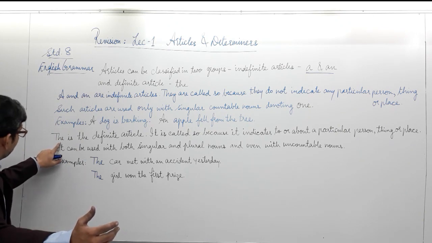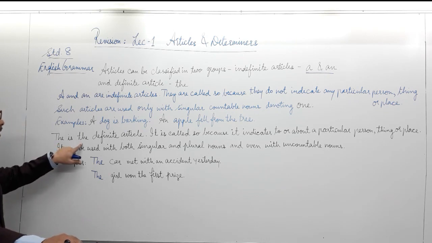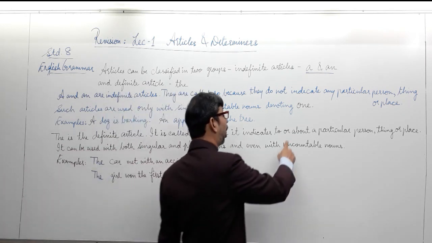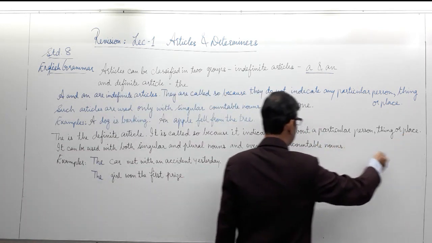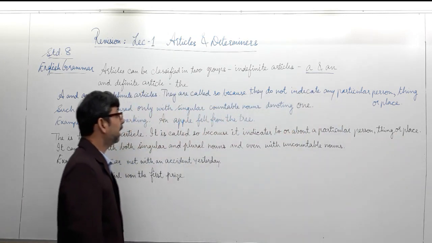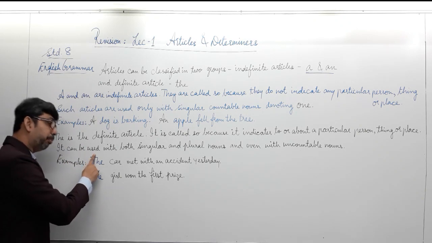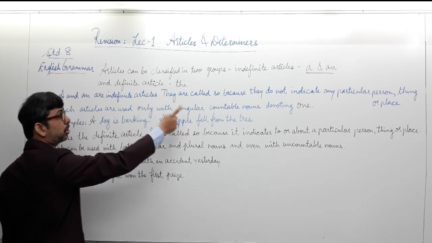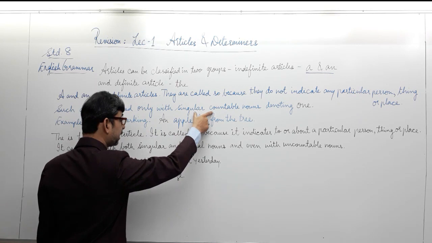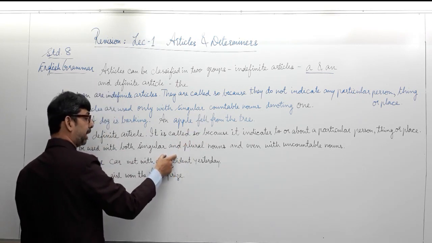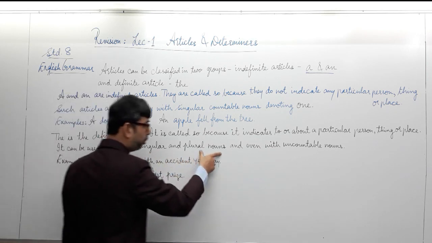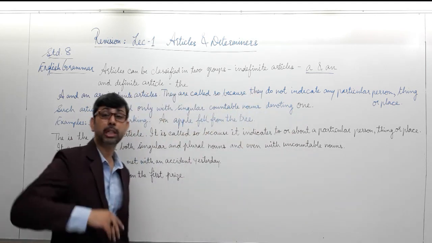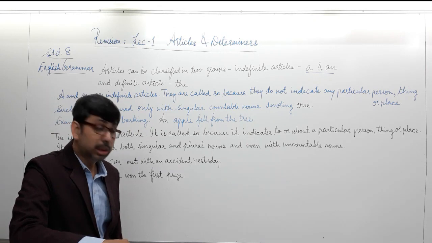Moving ahead, the word the. The is the definite article. It is called definite because it indicates a particular person, thing or place. Just the opposite of the indefinite article. It can be used with both singular and plural nouns. Unlike the indefinite article, which can only be used with a singular countable noun, the definite article can be used with both singular and plural nouns, and even with uncountable nouns. So the indefinite and definite articles have opposite functionalities to each other.